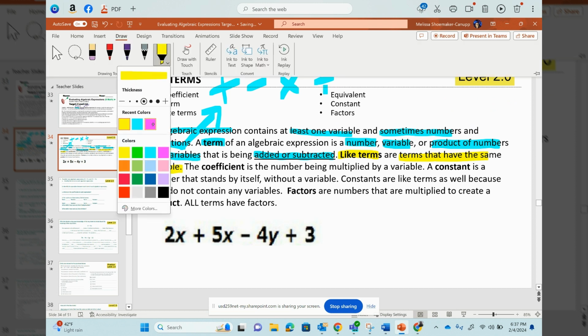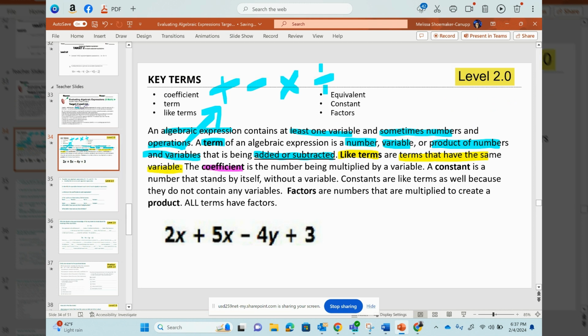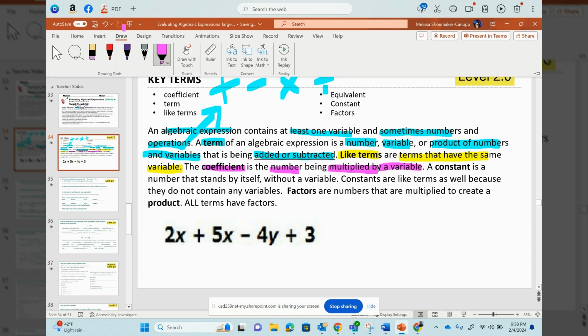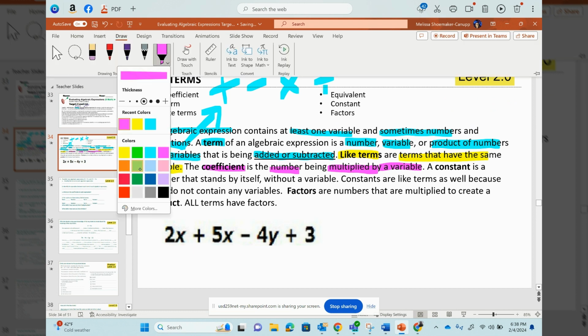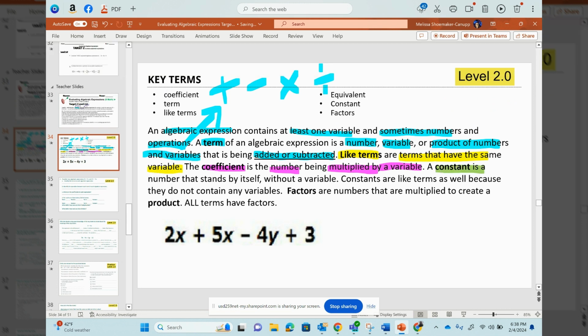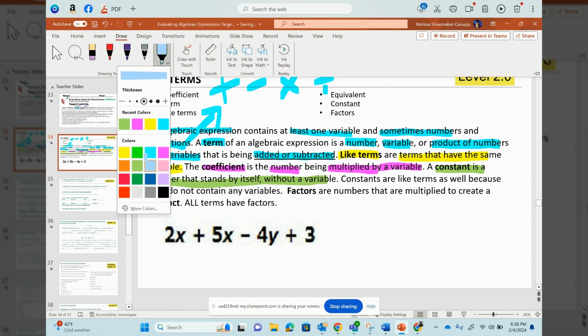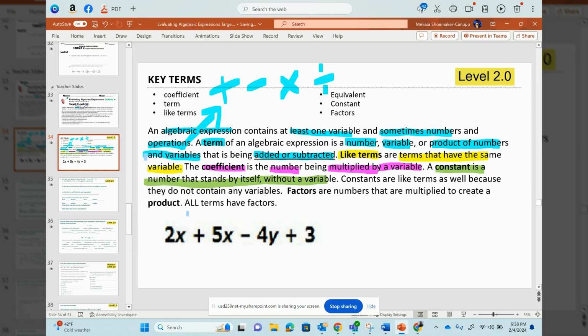Trying to change colors with the words here. The coefficient is the number being multiplied by the variable. And I was going to say last, but there's still more. A constant is a number that stands by itself without a variable. Constants are like terms as well because they do not contain any variables. Sorry, I misread that. So if you have more than one constant in there, you could put them together.